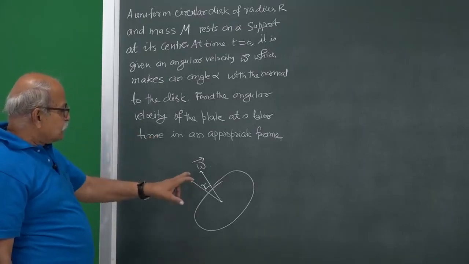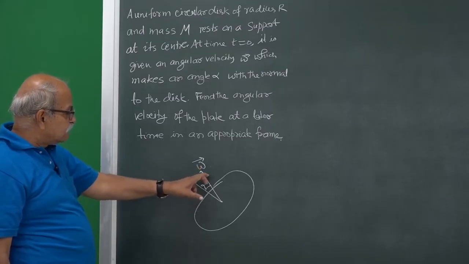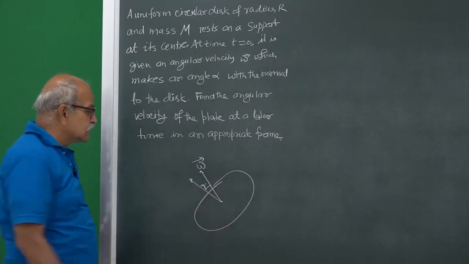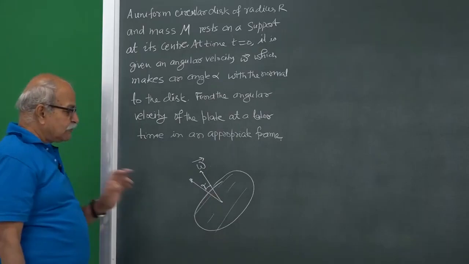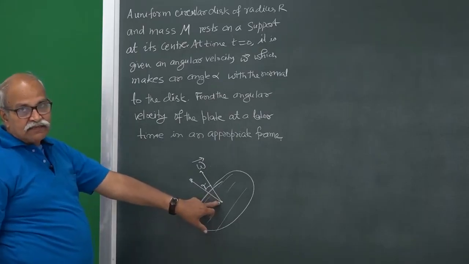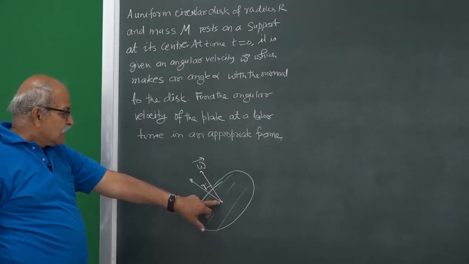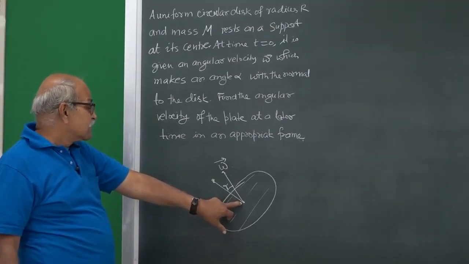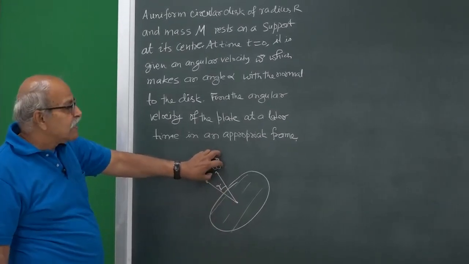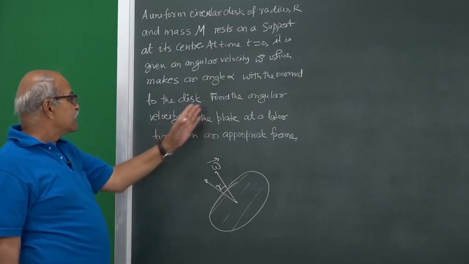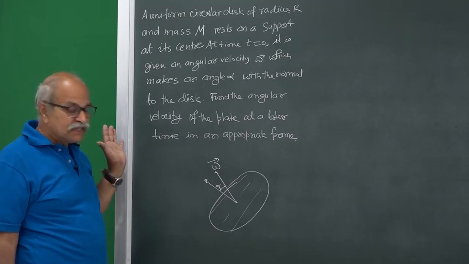At t equal to 0, it is given an angular velocity omega, which makes angle alpha with this normal to the disc. This is a circular disc and it is supported at the center, and therefore, there is no torque, right. It is just supported at the center. So, weight etc. are not important for us, and no torque is applied, and just this angular velocity is given at t equal to 0 and then left. Your question is to find the angular velocity of the plate at a later time in an appropriate frame.